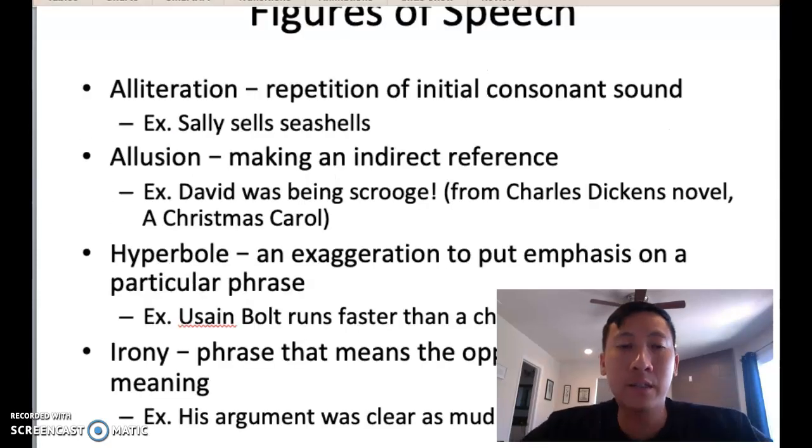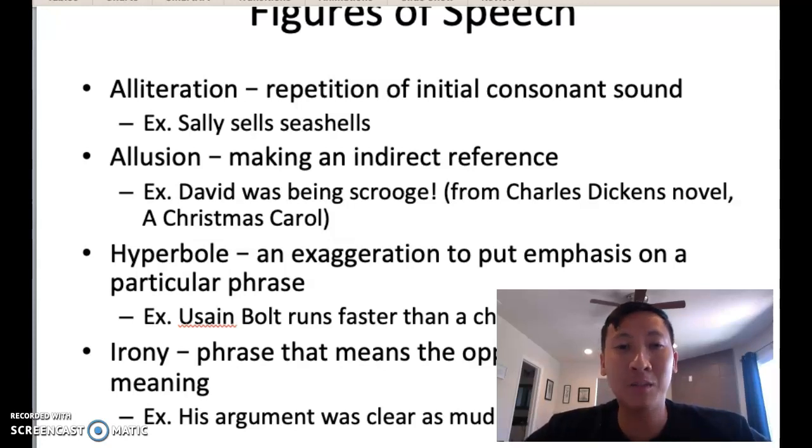The first figure of speech I'm going to be talking about is alliteration. This is a repetition of initial consonant sounds. An example is Sally sells seashells. So as you can see, there's just a common sound at the beginning of every word, and musicians like to do this to add to the artistry of their delivery.